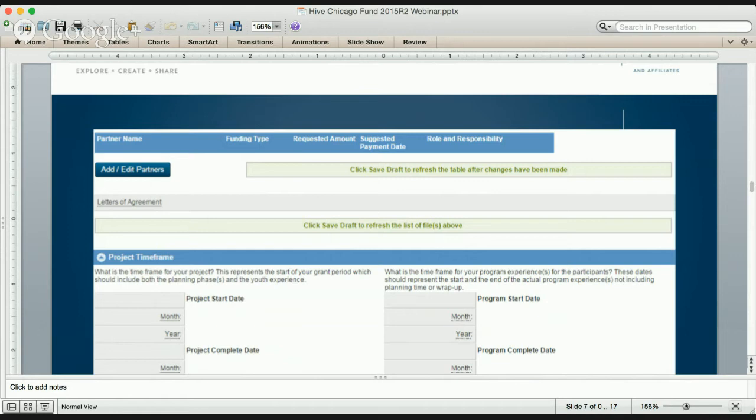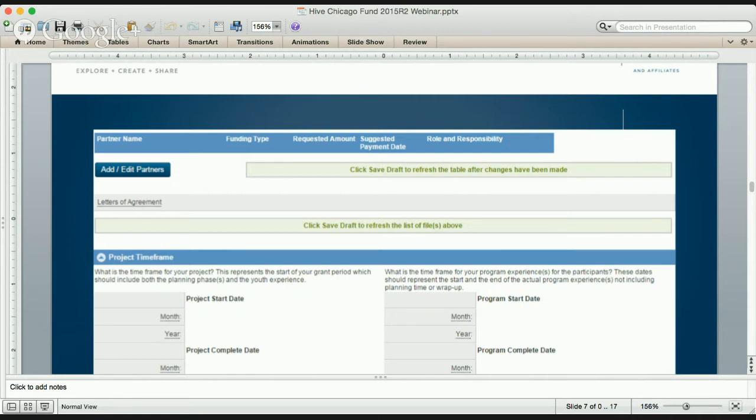In this option, I'm sorry again that the options are not there, but you're going to add your partner. Say I'm the Hive Chicago Learning Network, and I'm partnering with the Art Institute, just hypothetically. Obviously the network doesn't apply for grants, but for this example, we're going to use that. We would put the Art Institute as our partner, and then they're also going to be requesting funding.